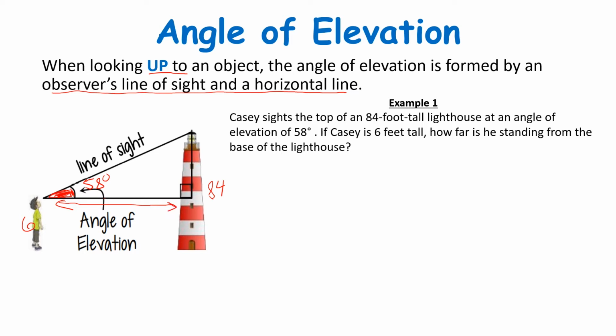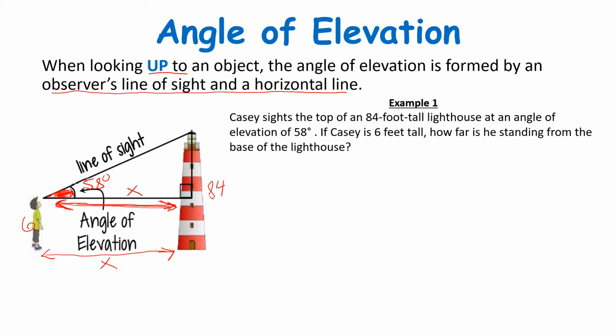He's 6 feet tall, and we want to know how far he's standing from the base of the lighthouse. So basically we want to know the length from here to here, right? That would be the same length as the bottom of this triangle here. If we found the length of this side of the triangle, we would also find the length from the base of the lighthouse to where he's standing, because it would be the same. Alright, so do we have enough information?